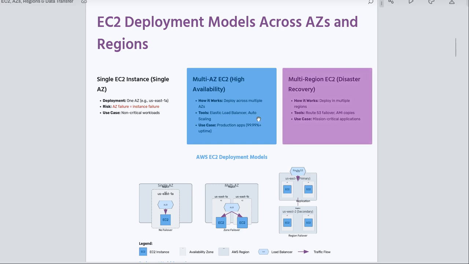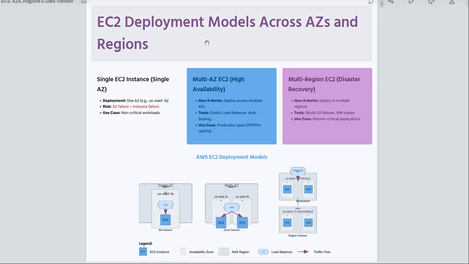As we discussed, EC2 instances can be deployed in a single availability zone. Deployment in one availability zone, for example in one region, one data center, carries the risk that an availability zone failure equals an instance failure. The use case is non-critical workloads. If you don't want to spend money on extra services, use a single availability zone, but they should not be very critical workloads. The second option is multi-availability zones.